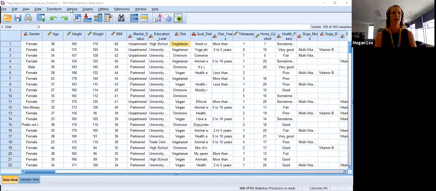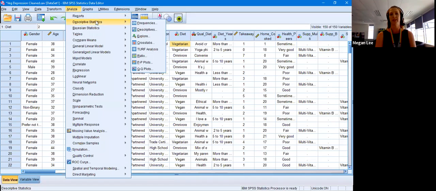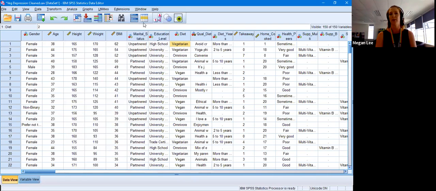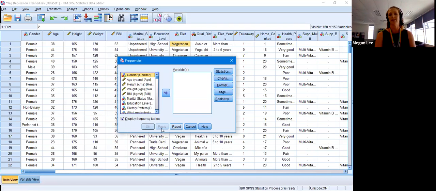Cool, so once again: analyze, descriptive statistics, exactly the same, frequencies, reset. This time we keep the display frequency tables box clicked, and that will basically give us how many people were in each category. And that's why we don't want to do that for continuous data, because there are so many categories, because there are so many points of data.